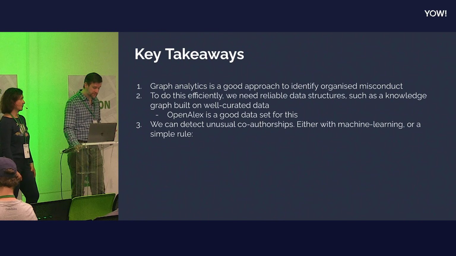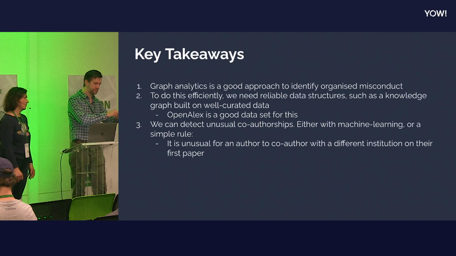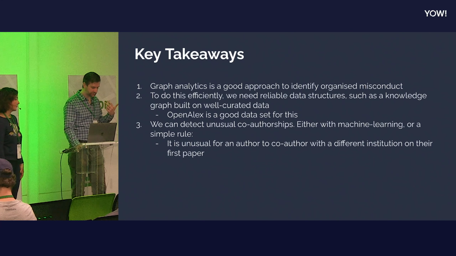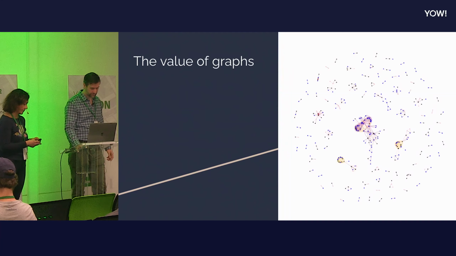And what we found in this project was that we can detect unusual co-authorships, right? When two people are working on the same paper, and something's unusual about it. We can do that with machine learning, and that works quite well. But actually, there's a simple rule here, which is that when someone writes their first paper, it's really unusual that they write it co-authoring with somebody at a different institution. This is a strange thing, and coming from an editorial background, if you're editing a science journal, this is something to look out for.